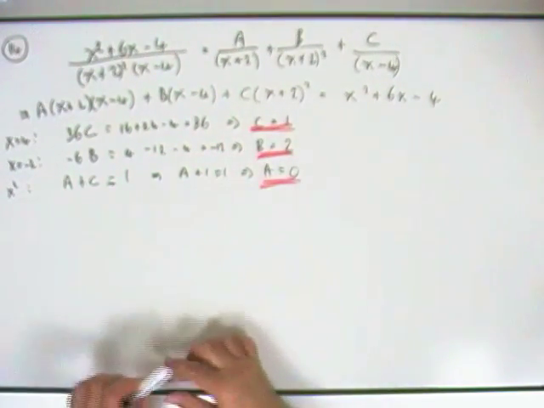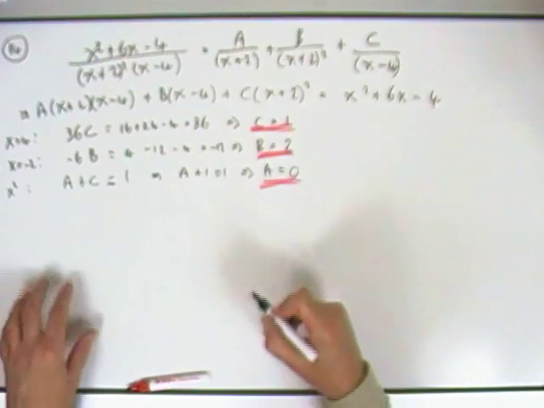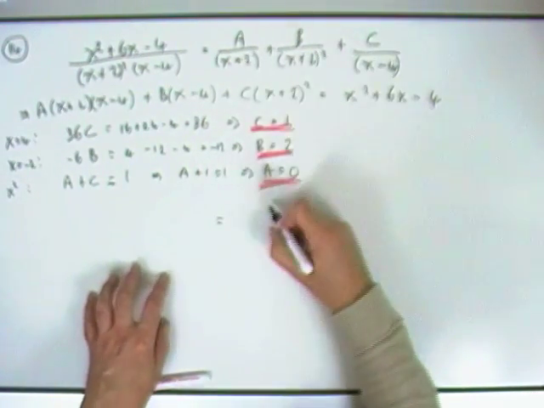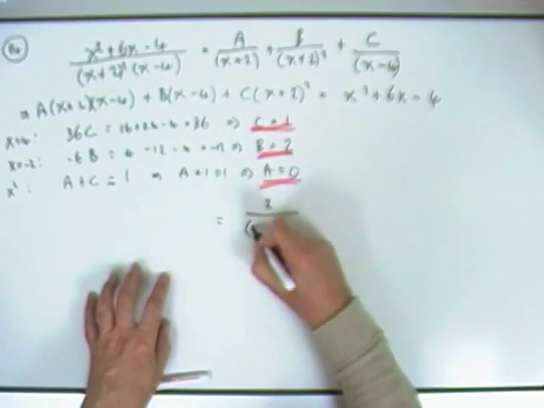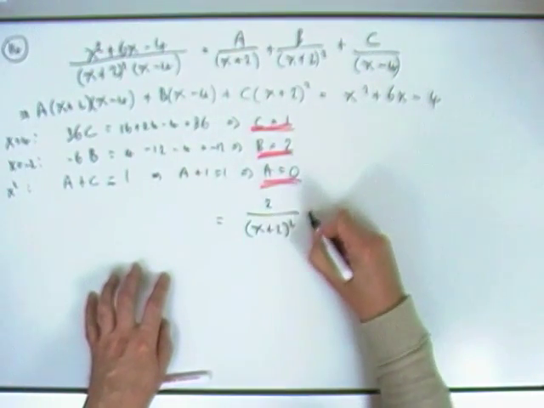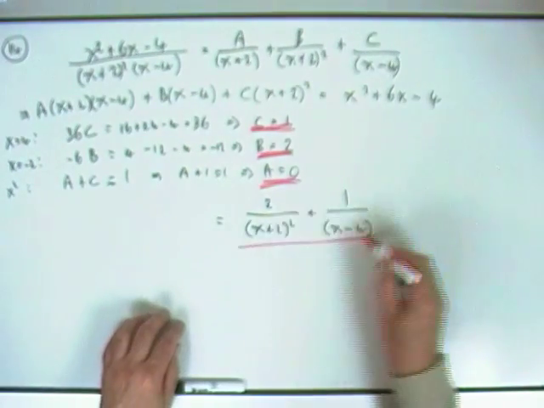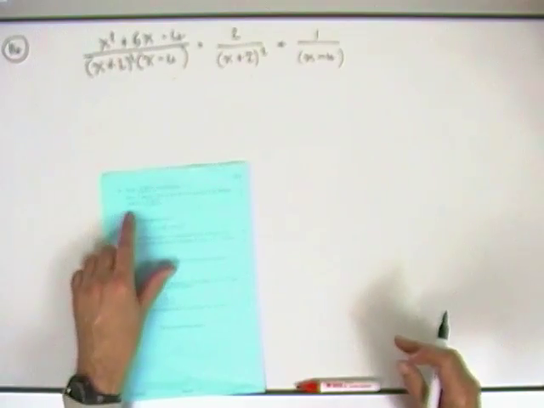So there's the three parts. So for the first part, express it in partial fractions, I've got, well, that's gone. I've just got two of them. I've got 2 over (x plus 2) squared plus 1 over x minus 4 for the first part.